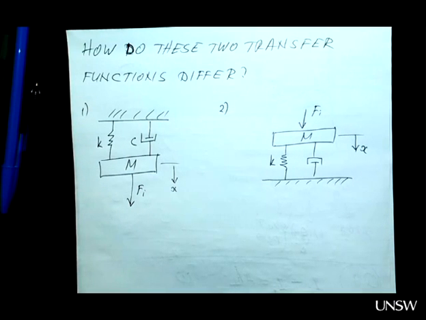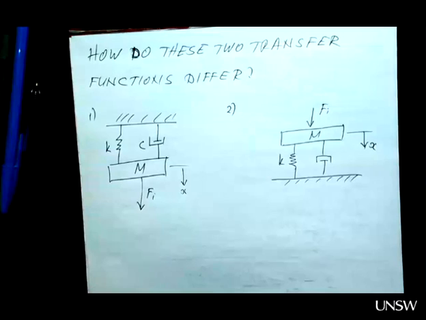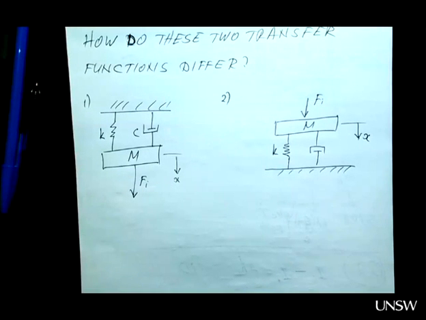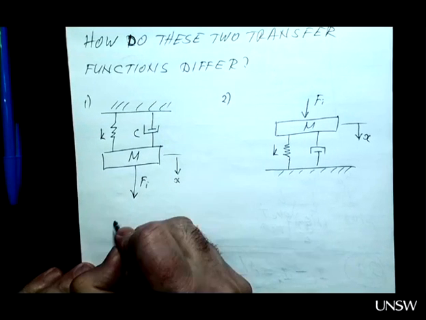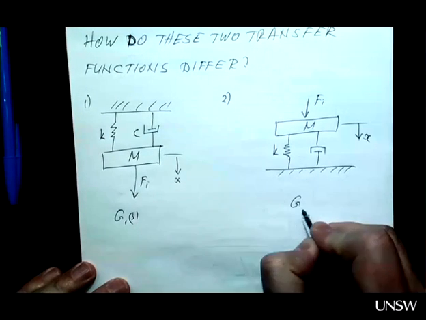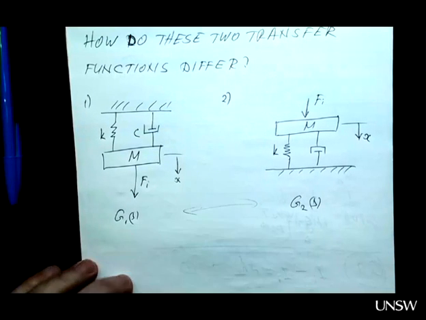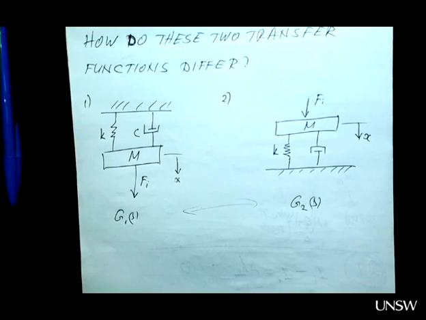Anyway, we have two systems with some similarities and some differences. So how different are these two transfer functions? G1(s), G2(s). What is the relationship, or what is the difference between the two? Not sure? Don't know? Want me to do it? Oh, for a moment I thought you were hypnotized.